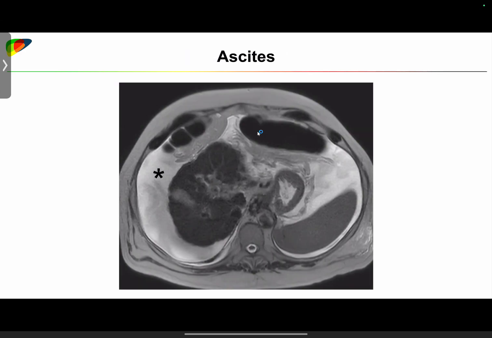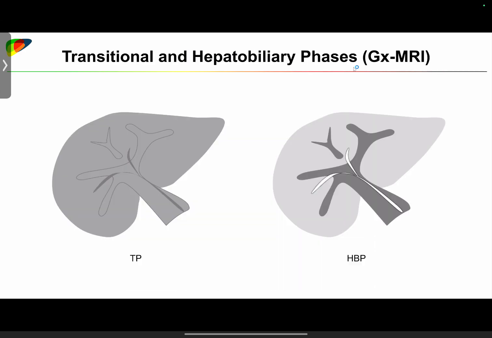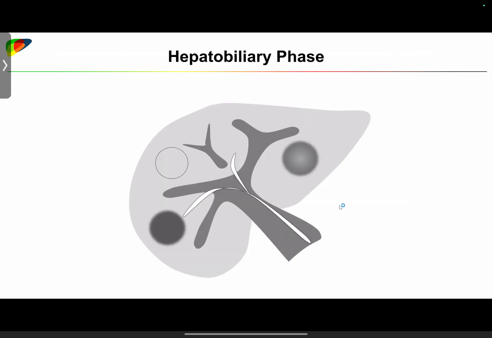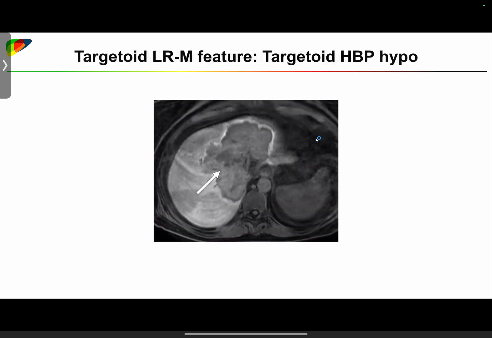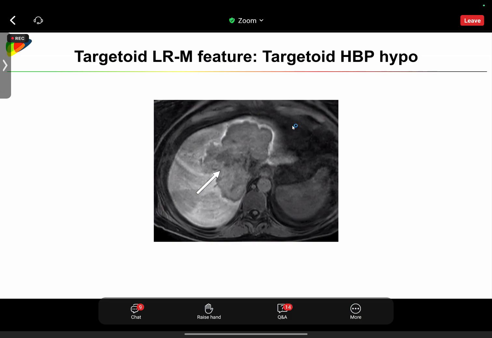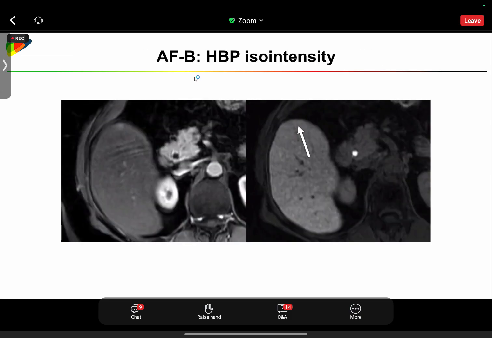of other organs. Transitional and hepatobiliary phases are required if we're using diagnostic MRI, and then we can assess various ancillary features on hepatobiliary phase. Hepatobiliary phase hyperintensity is an ancillary feature of malignancy in general. We can look at targetoid hepatobiliary phase, which I talked about before, which is our LR-M feature. And then hepatobiliary phase isointensity is a feature of benignity. It usually helps us confirm little shunts.